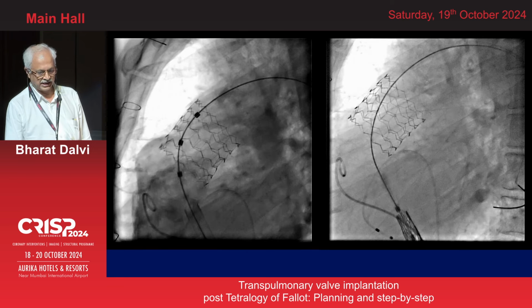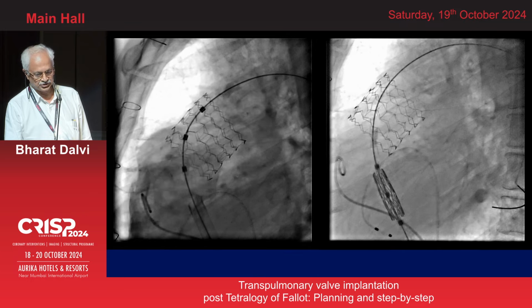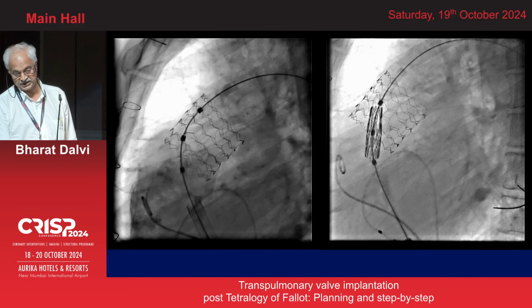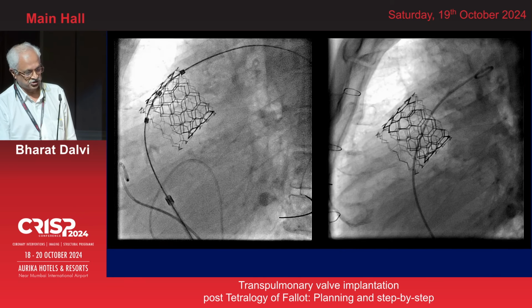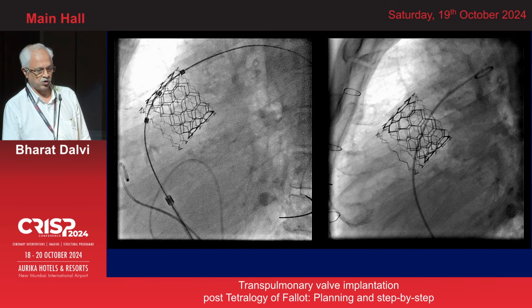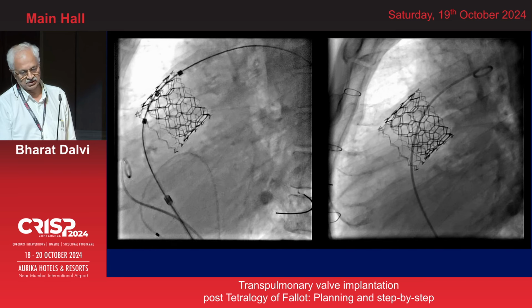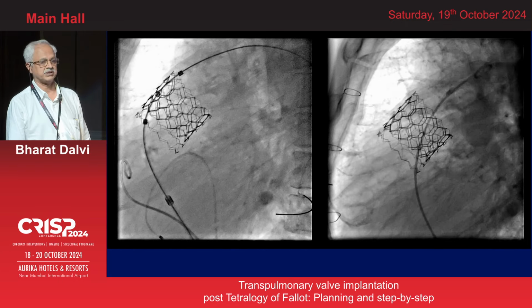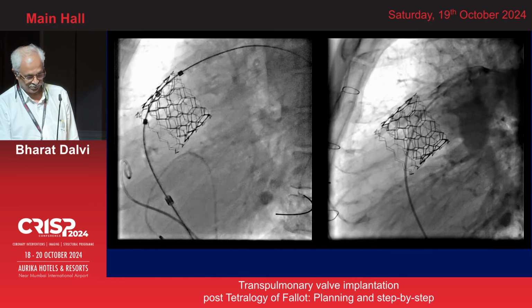And then, of course, getting the 35 millimeter My valve across the landing zone over the wire was simple in this particular case, but sometimes can be tricky if there is a wire bias. Unfortunately, we couldn't record this particular deployment, but this is the valve deployed inside the landing zone here, the 35 millimeter My valve, and that's the final angiogram showing no pulmonary regurgitation. Of course, there was no pulmonary stenosis in this case to begin with. So we got a pretty good result.